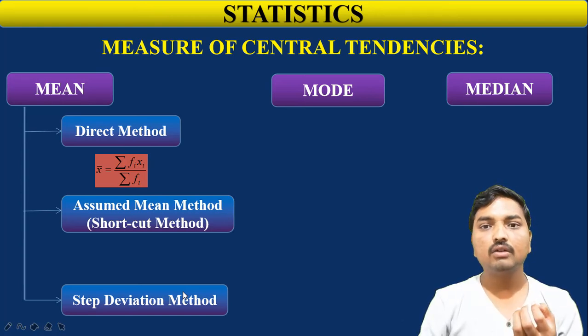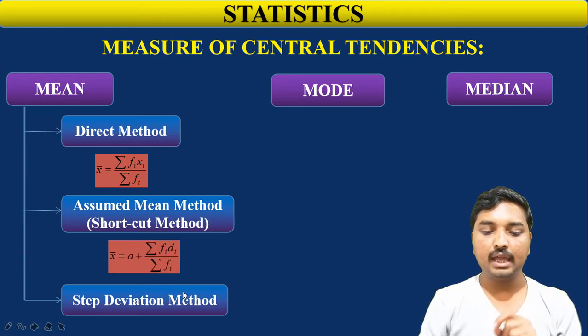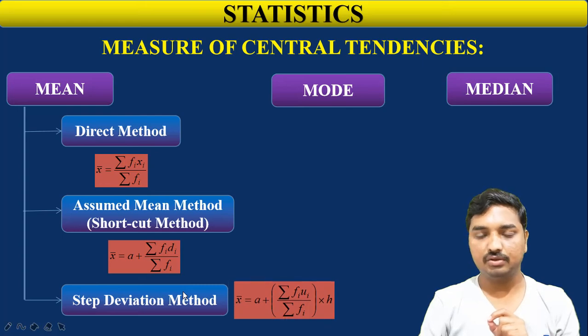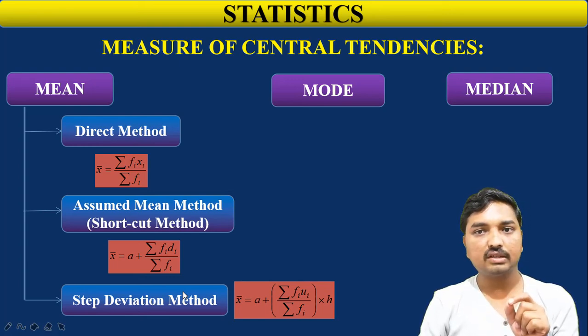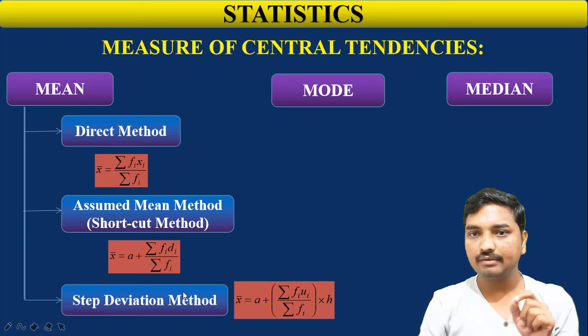Then for the assumed mean method, the formula is x bar is equal to a plus summation fi di divided by summation fi. Here the small a indicates the assumed mean. And the third one is step deviation: x bar is equal to a plus summation fi ui divided by summation fi into h. Here small a is once again the assumed mean and h is the width of the class interval.